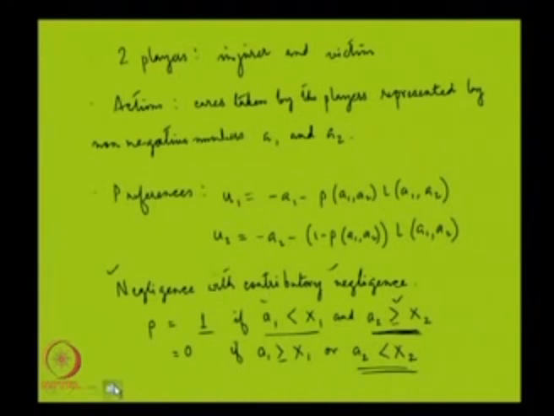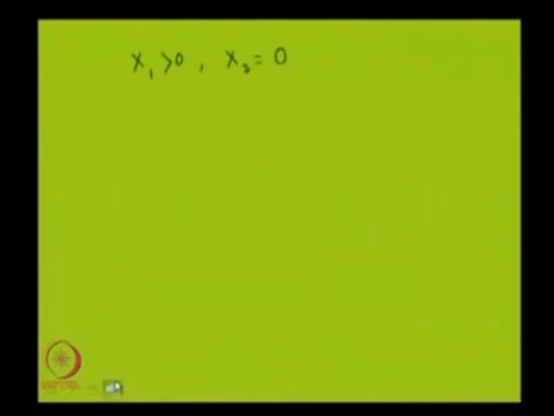So this is the case where the entire onus is on the injurer, the amount of care that he takes. So this is called pure negligence. So we don't have negligence with contributory negligence, but pure negligence.